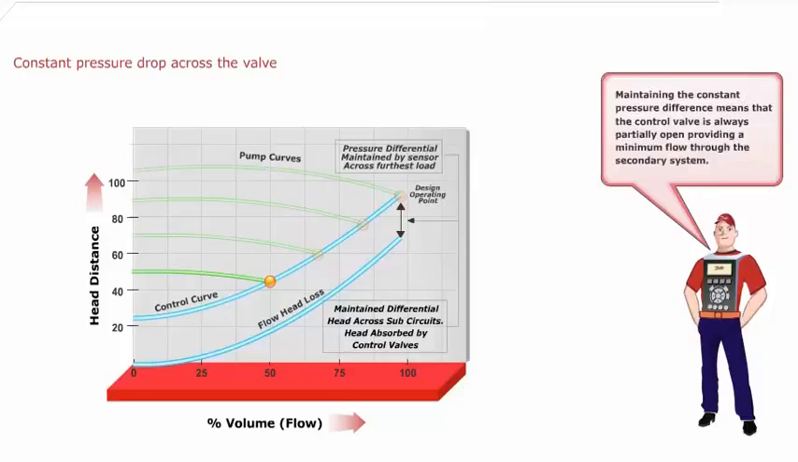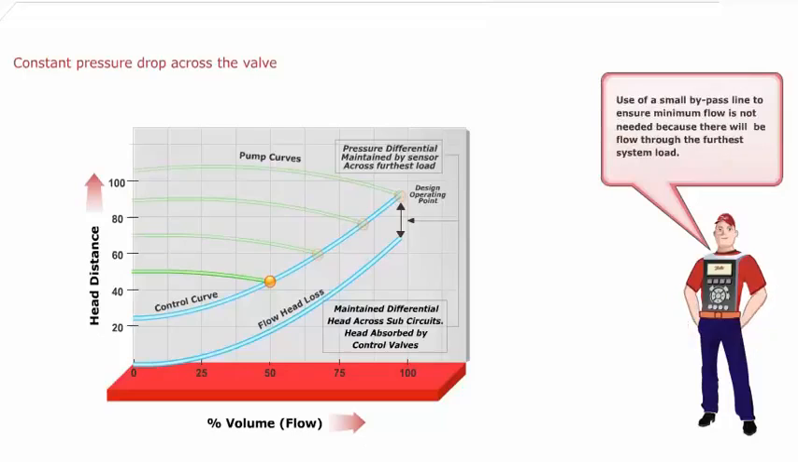Maintaining the constant pressure difference means that the control valve is always partially open, providing a minimum flow through the secondary system. Use of a small bypass line to ensure minimum flow is not needed because there will be flow through the furthest system load.